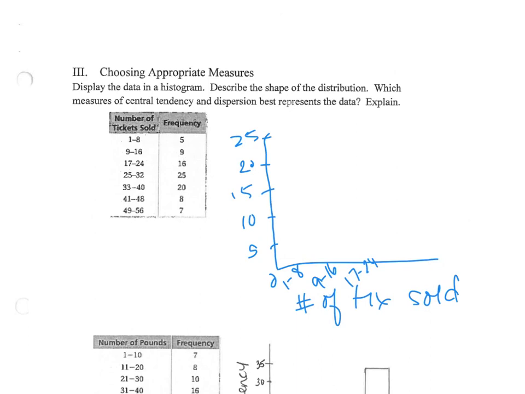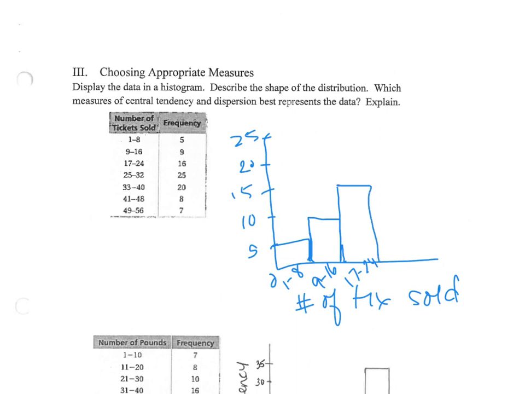So 1 to 8 is a frequency of 5. So what I do is I go here, and I draw that box. 9 to 16 has a frequency of 9. So they're supposed to be connecting. They're connecting, and that comes up to there, and they need to be about the same width. 17 to 24 is 16, so they're connecting, and they come up. Whoops, that's a little too high. To be about the same width as well on that one. So on and so forth.